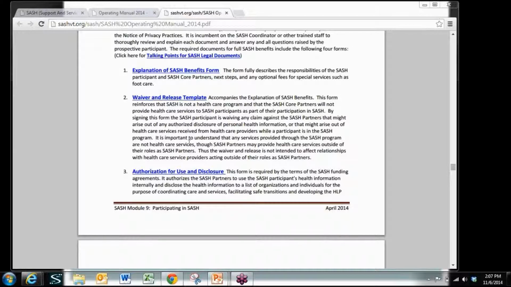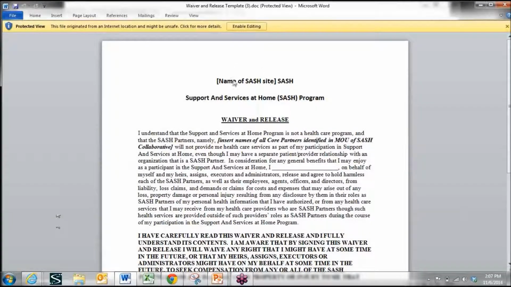Again, we're back in Module 9 here, and you'll see the waiver and release template. Again, you're going to fill in the name of your SASH site, so you want to save this as a master document. And what this waiver and release form is about is protecting the organizations that make up the partnership. It's protecting them from lawsuits that a participant might want to bring that, at the end of the day, had nothing to do with a SASH partner.